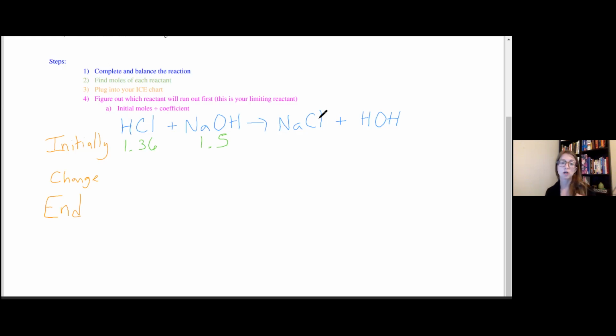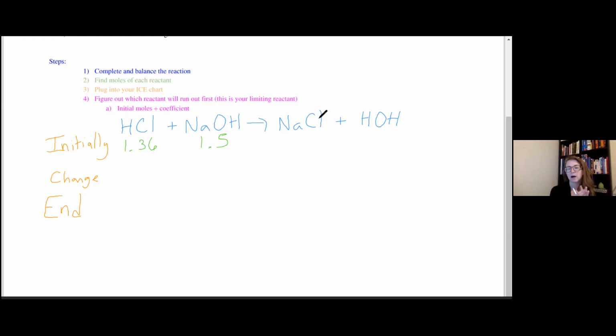So I complete and balance the reaction. I found the moles that I could find of each reactant, and I plug them always into that initial row. You're always going to be given initial information. Now, from here is where it gets a little more complicated, so pause and rewatch as many times as you need to. Don't let yourself get totally lost.